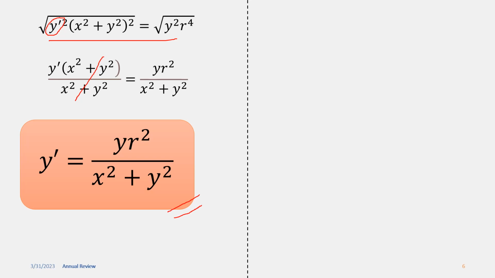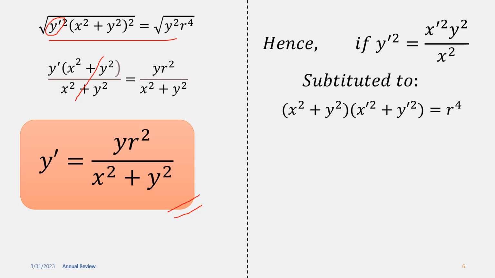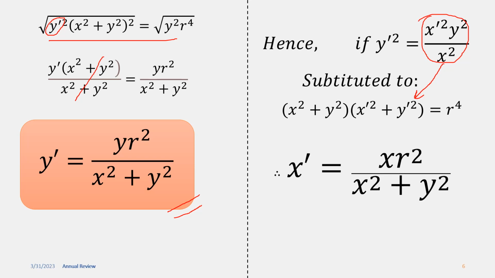Hence, if we substitute into the earlier equation this value of y prime squared, taking the same process, this expression is substituted into y prime squared. Taking the same process, therefore, we have the value of x prime equal to x r raised to 2 all over x squared plus y squared.